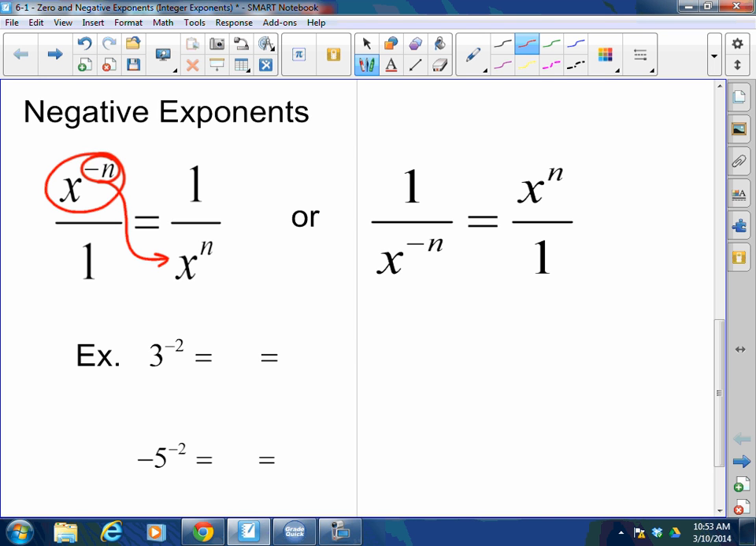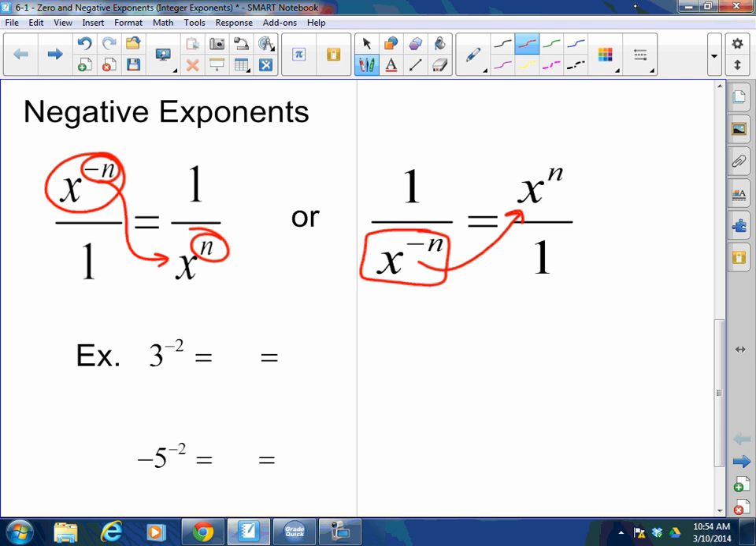I do not change the base. I don't make the base negative or positive. That never changes. All I'm changing is the power of the exponent. If I have a negative exponent in the denominator here, I want to make it positive, all I do is bring it up to the top. So, if I have a negative exponent in the numerator, I bring it down to the denominator and it becomes positive. If I have a negative exponent in the denominator, then I bring it up to the numerator and the exponent becomes positive.